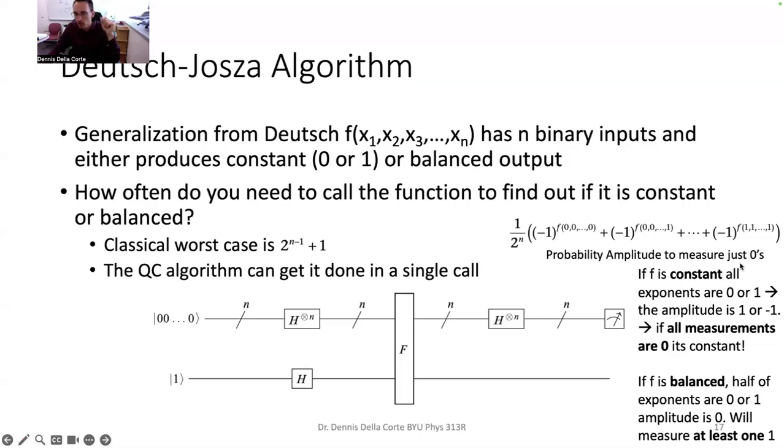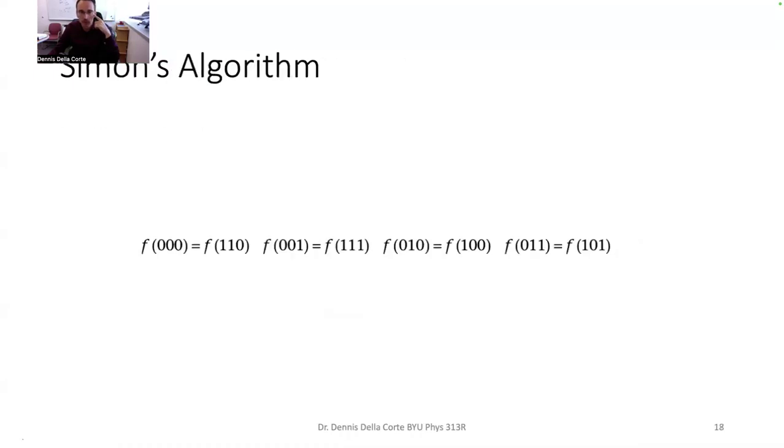So if you just measure the output up here, for whatever superposition these states are in, and you find out that all of the measured qubits are 0, then you're dealt with a constant function. If at least one of them is going to be a 1, then you will have dealt with a balanced function. Okay, so that's the generalization of the Deutsch-Jozsa algorithm.